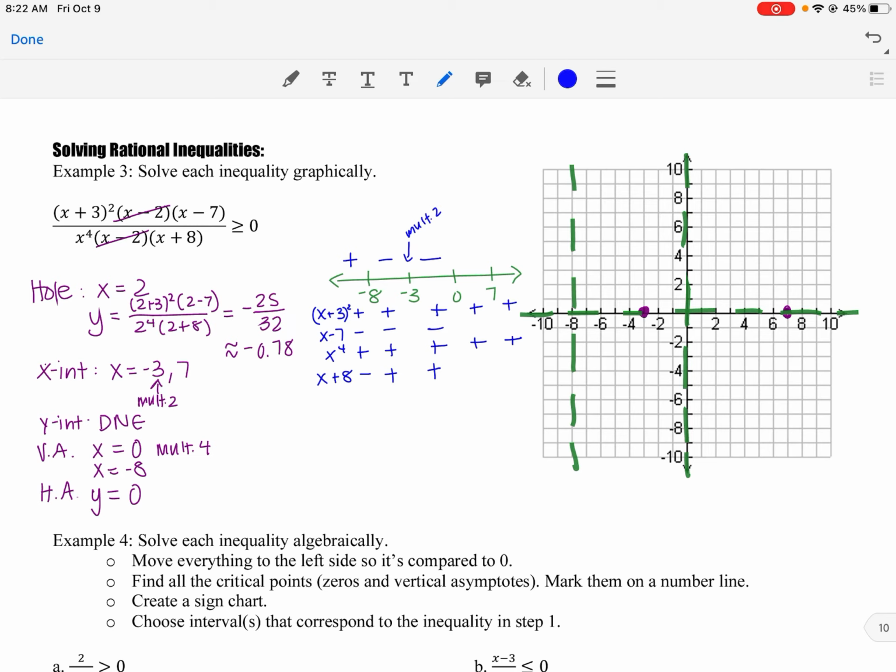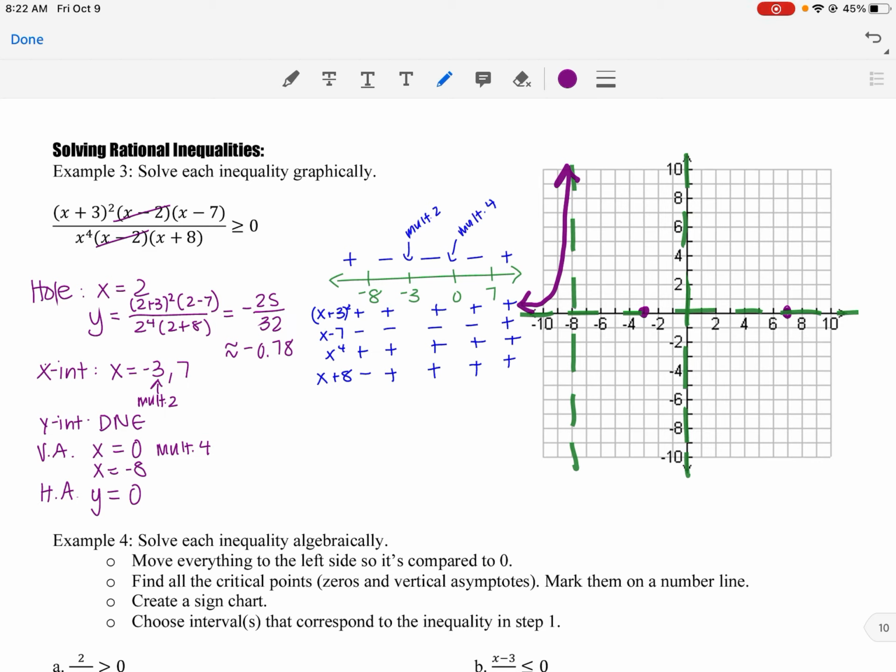Okay, and now between 0 and 7, so let's say 1, we've got a negative and a positive. It's negative. Makes sense again because remember this one has multiplicity 4, so it should bounce there. Last but not least, if I choose something like 8, I get a positive and a positive, so this interval is positive. So as I now go to graph it, the far right left interval is positive, so it means it's in the upper left-hand quadrant.